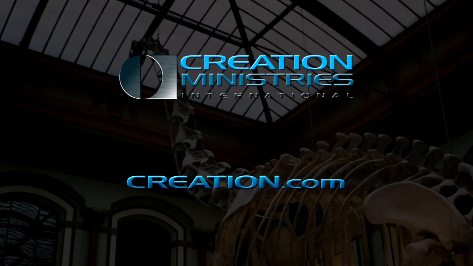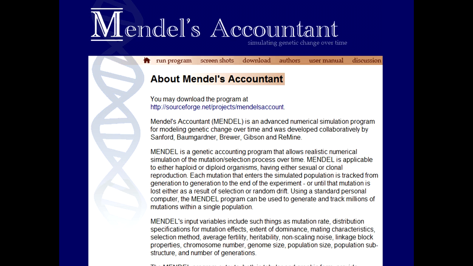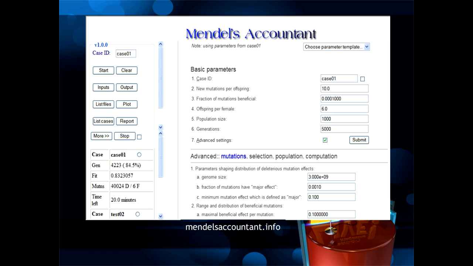All right, so mutations are accumulating in the human genome at a phenomenal rate, far higher than evolution is able to account for, and natural selection is unable to weed them out. There's a program on the internet that you can download called Mendel's Accountant. Go to mendelsaccountant.info, and there are some instructions there on what the program is all about. It's a program that can be used to accurately simulate genetic mutations. You can see here on the screen all kinds of different variables you can put in, your population size. You can even select the number of favorable mutations, information-gaining mutations, those types of things. And play with all those values and try to get a population to live.